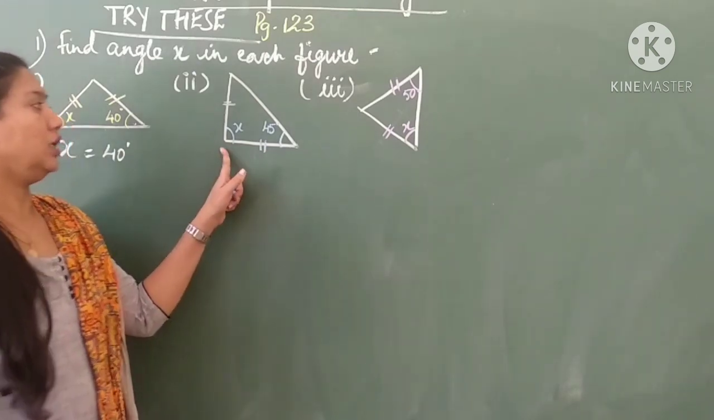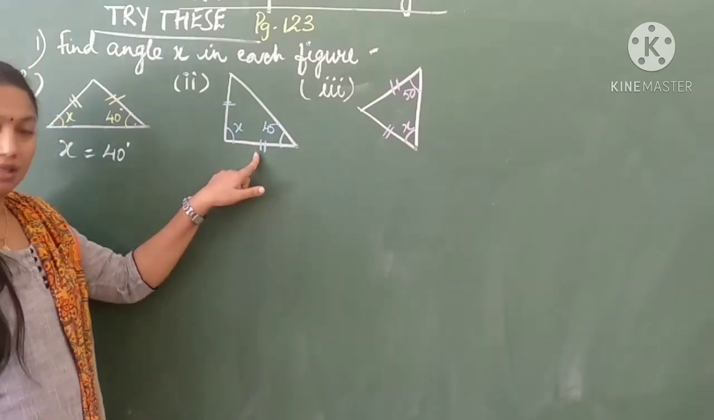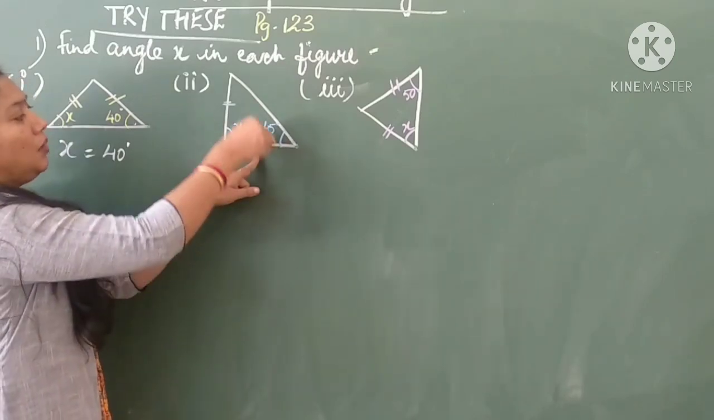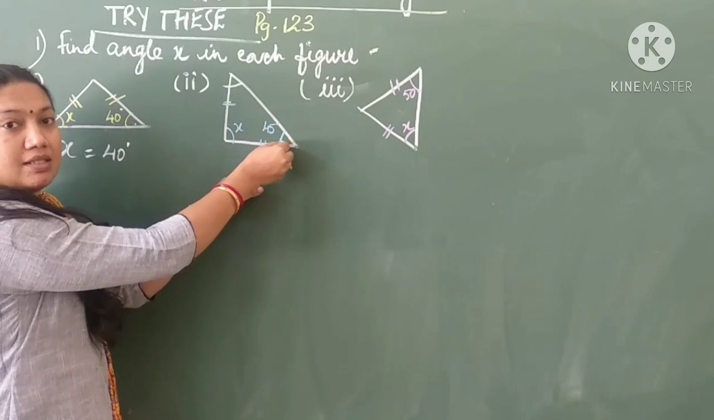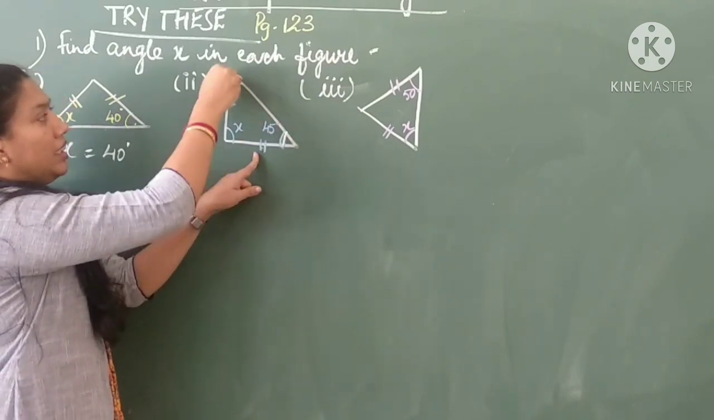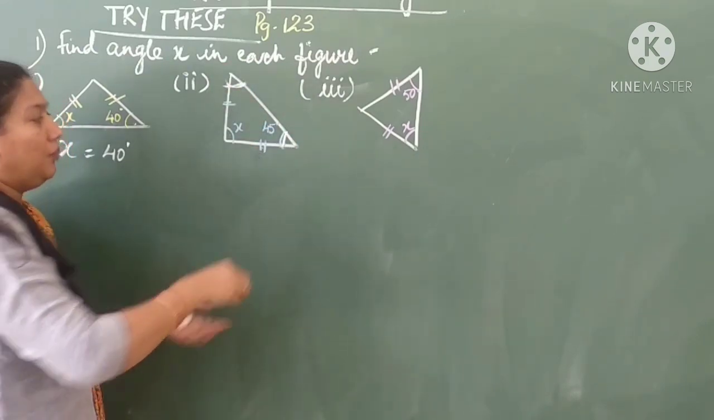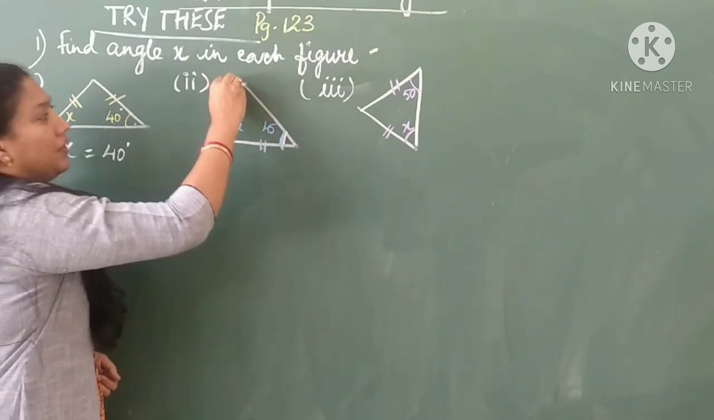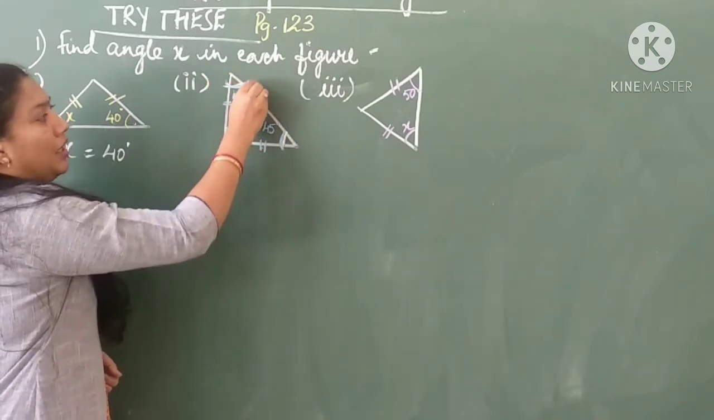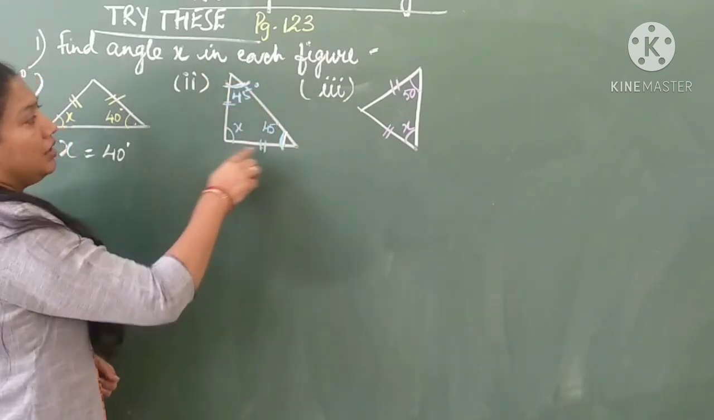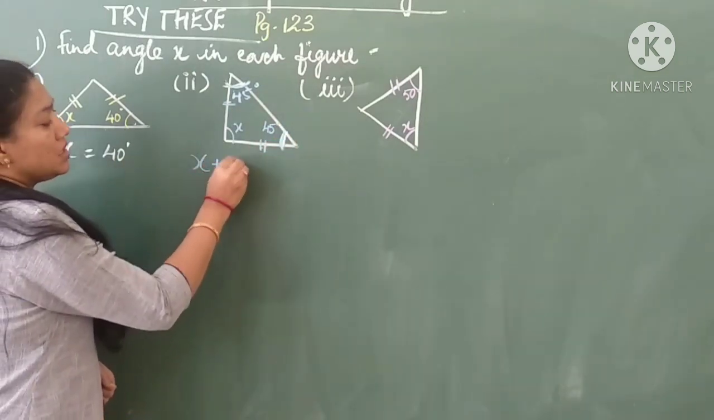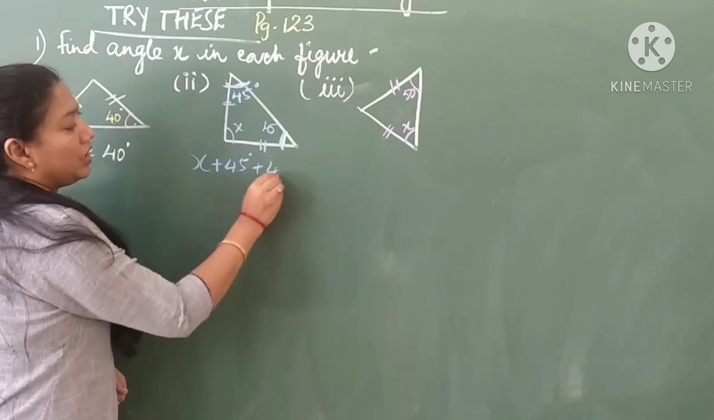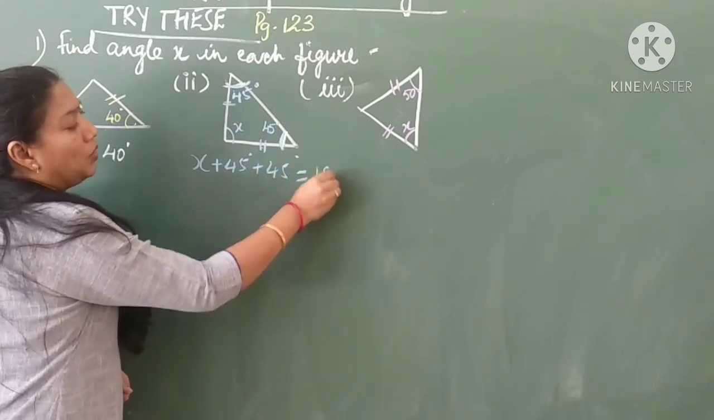Now, next question. You can see these two sides are equal. So, the angle opposite to this side is this and the angle opposite to this side is this. It means these two angles are equal. Therefore, if this is 45 degrees, this is also 45 degrees. Now in a triangle, we will use angle sum property. Therefore, x plus 45 degrees plus 45 degrees is equal to 180 degrees.